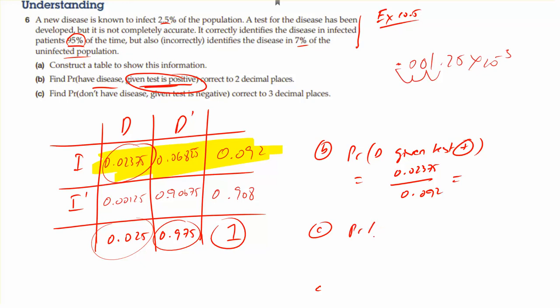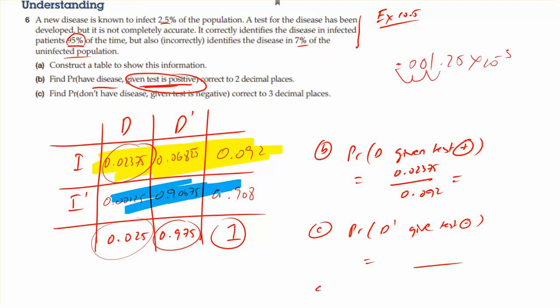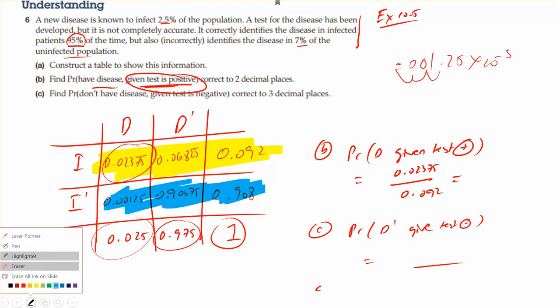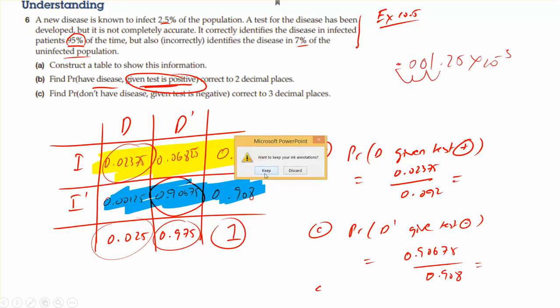Now, the probability that, given they test negative, they don't have the disease. I'll use the highlighter in this case. Test negative means this part. The total of test negative is 0.908, and out of that, they don't have the disease, so we can see it's this one, 0.90675.